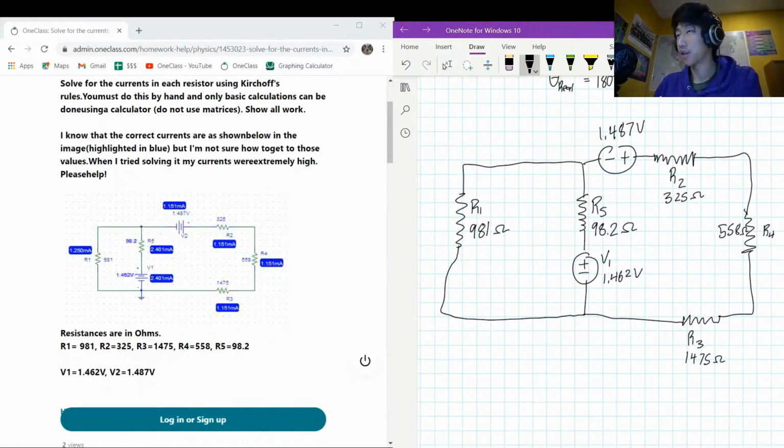Okay, so we have a couple of different currents of interest. Let's label them. So associated with R1, here we have I1. I have no idea where these directions are going, but that's not particularly important. Here, let's say this is I5, and here, let's call that I2, right? Because it's associated with R2.